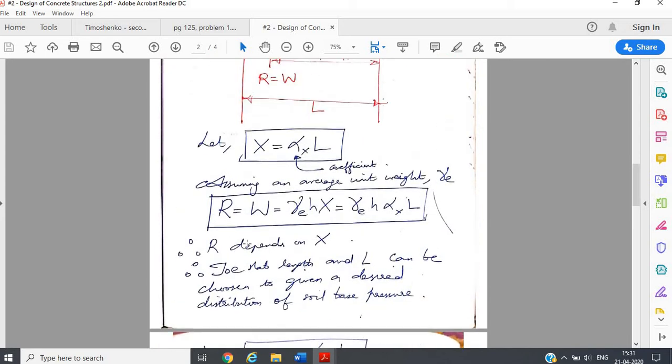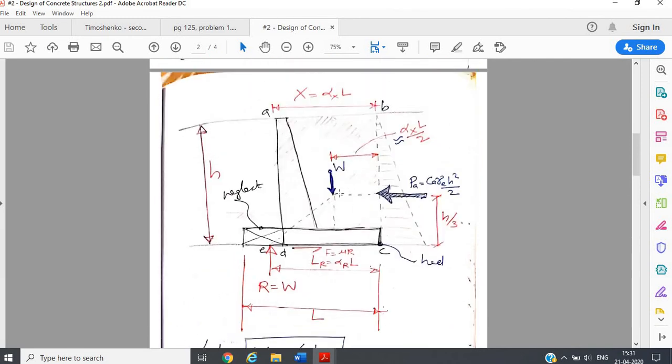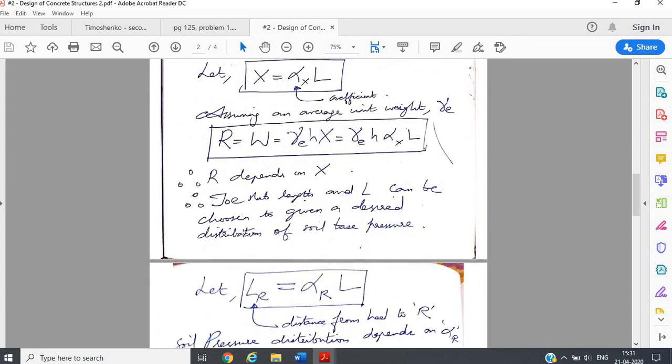Now the reaction depends on the x value that we already established, because as x increases, the self weight will increase and R will increase.